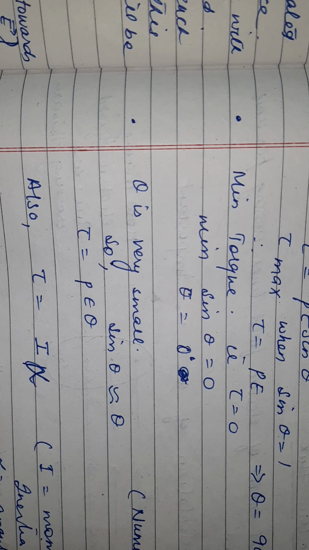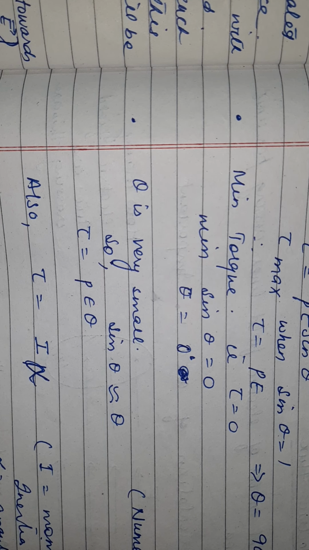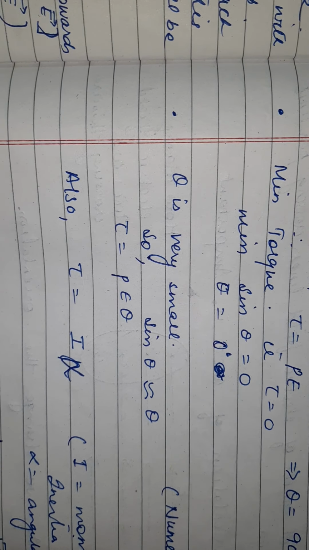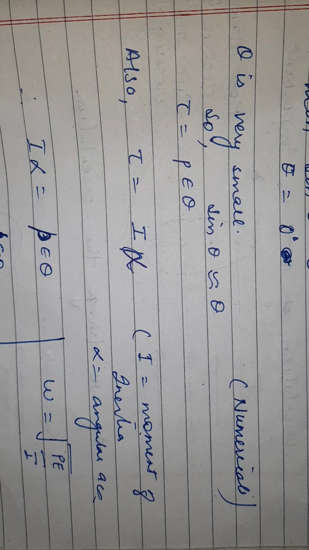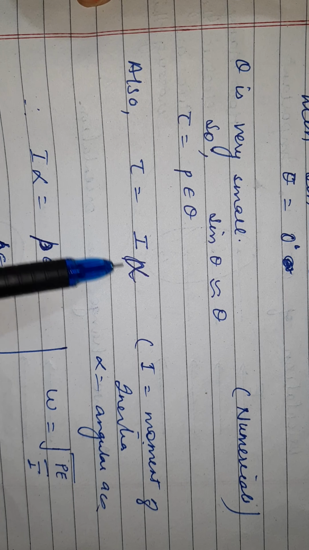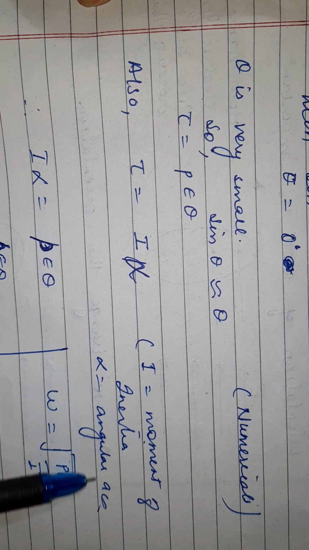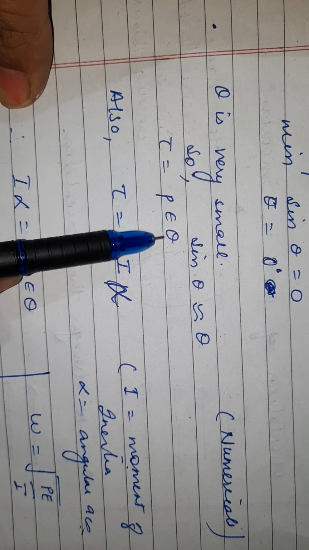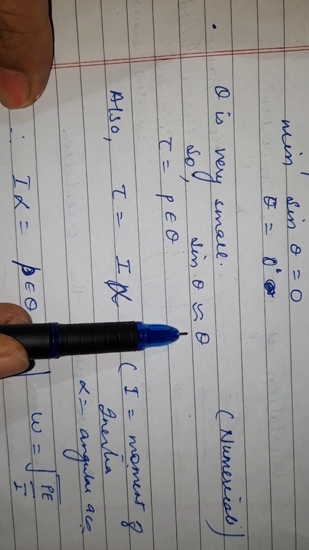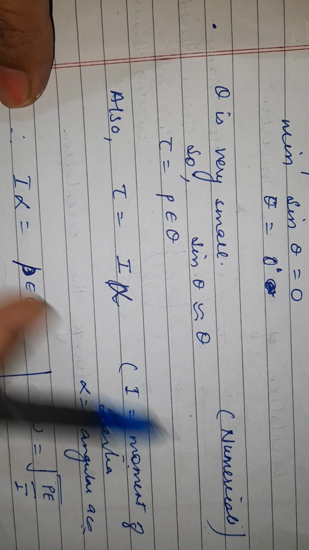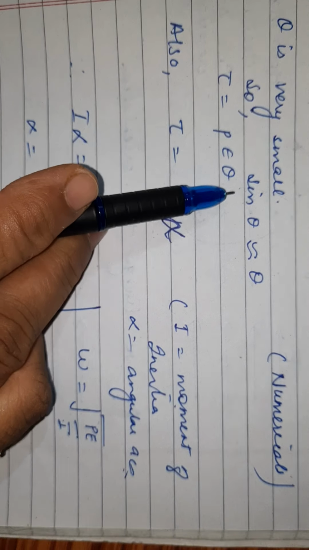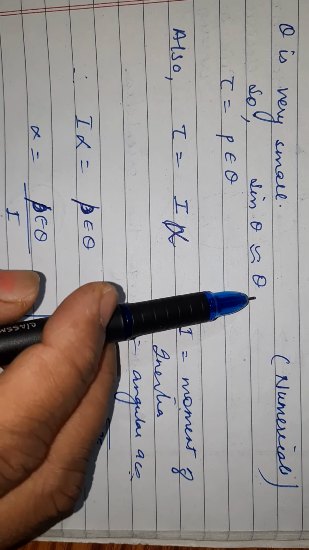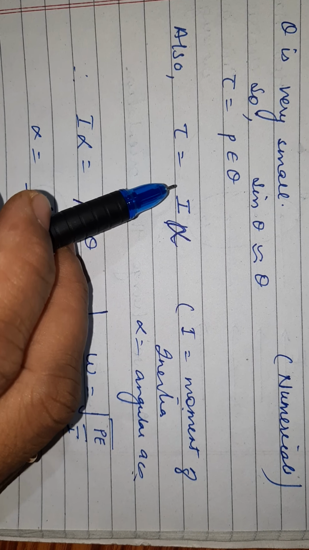Okay, next we'll go to the concept of torque that we have studied in class 11th. This will help you to solve the numericals also. So here you can see that torque is I into alpha. What is I? I is moment of inertia and alpha is the angular acceleration, right? So here we have found that torque is equal to PE sine theta, and for very small theta, sine theta is approximately equal to theta. So tau will be equal to PE theta.